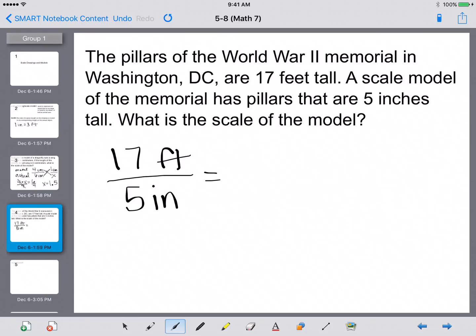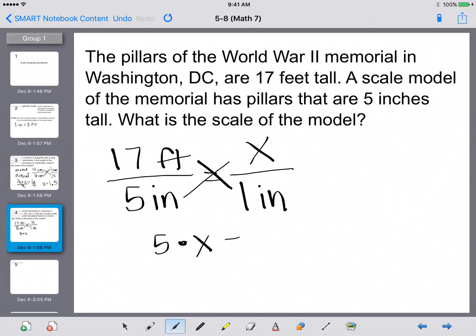So for every 1 inch on our model, when you're trying to figure these out, always put your model size in 1, whether it be on the top or the bottom. Whatever size the model is should be what is in 1. So that's how you decide that. And we don't know what that scale is. So just like we did yesterday and in the earlier problem, we're going to cross multiply. 5 times x and 17 times 1, which is just 17.